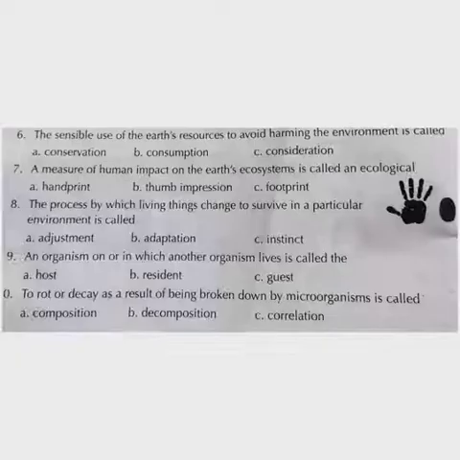Next one, the process by which living things change to survive in a particular environment is called adjustment, adaptation, or instinct. The adjustment of organisms to their environment to survive is adaptation. So here, to survive in a particular environment is called adaptation. B is the answer.